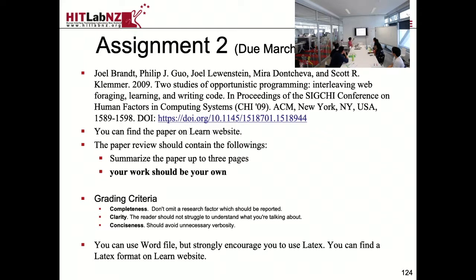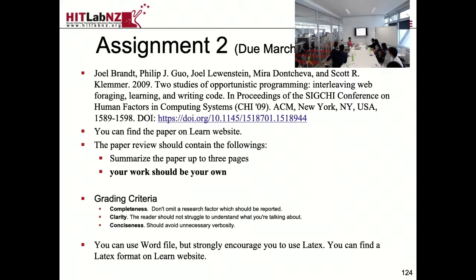And then there is a grading criteria. I would expect completeness, clarity, and conciseness. Because this is a summarized paper, you don't need to be verbose. Just be very clear and simple. But it has to involve every research factor. So for example, what is the independent variable? What is the dependent variable? What is the result? What is the research question? What is the hypothesis? What is their method? There are many things we already covered. So think about it and put everything in, but simple.